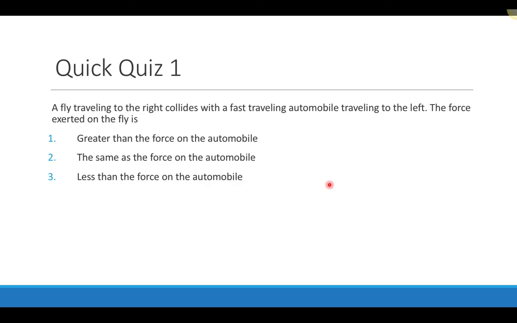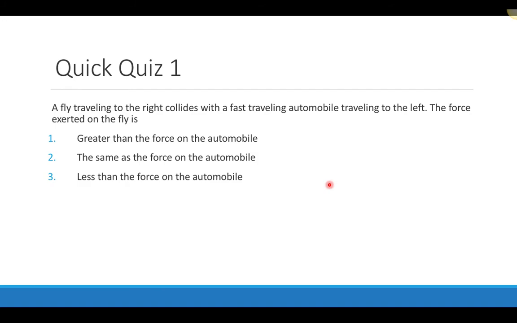So here's a couple of quick quiz questions, just to see if we understand this idea of Newton's third law. I have a fly, a little fly, like something you want to swat away. The fly is traveling to the right, and it collides with a fast traveling automobile traveling to the left. The force exerted on the fly is greater than the force on the automobile, the same as the force on the automobile, or less than the force on the automobile.